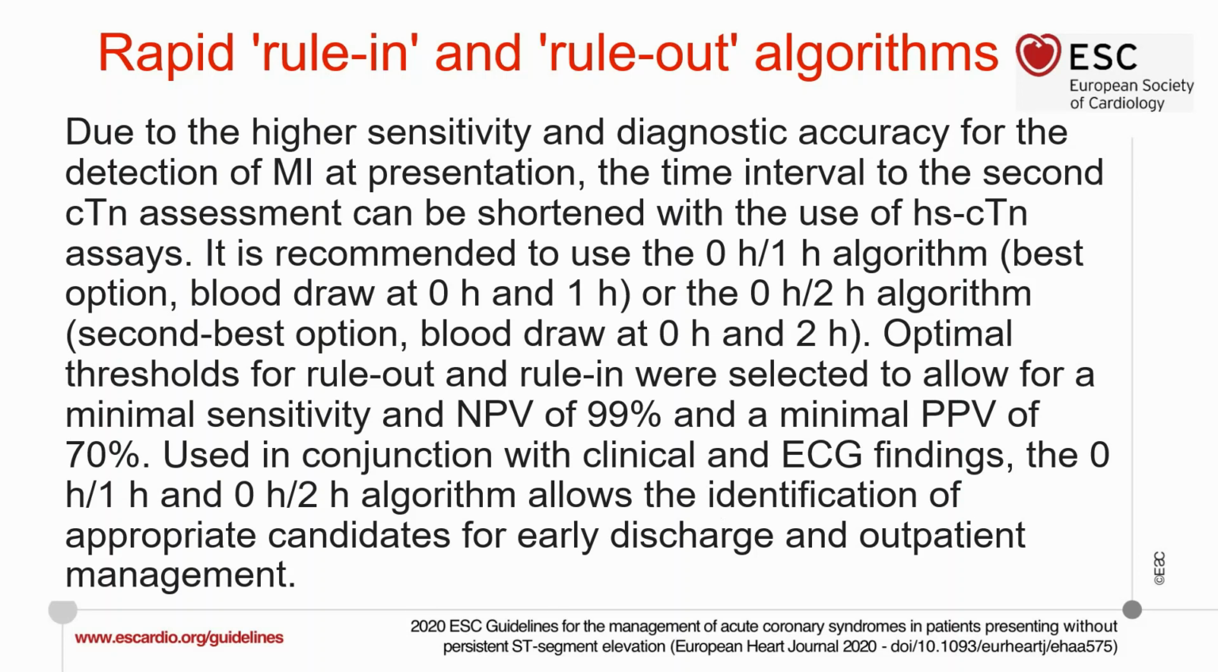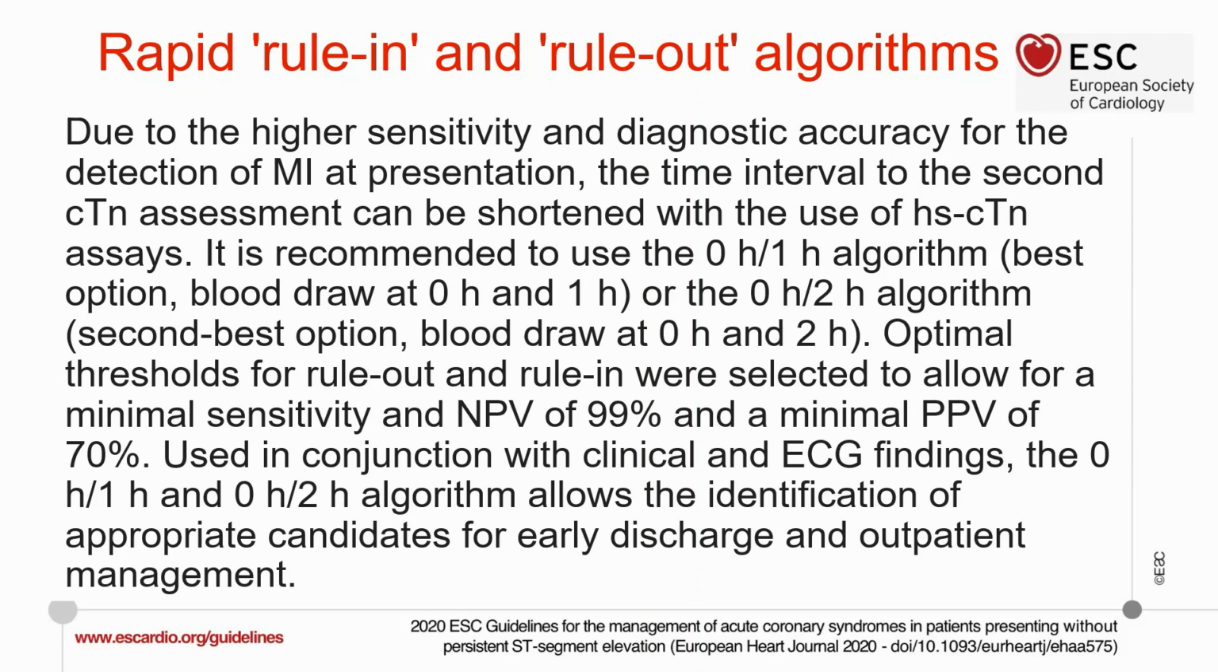Rapid rule-in and rule-out algorithms. Due to the higher sensitivity and diagnostic accuracy for the detection of MI at presentation, the time interval to the second cardiac troponin assessment can be shortened with the use of high-sensitivity cardiac troponin assays. It is recommended to use the 0-hour/1-hour algorithm, best option, blood draw at 0 hour and 1 hour, or the 0-hour/2-hour algorithm, second best option, blood draw at 0 hour and 2 hours.